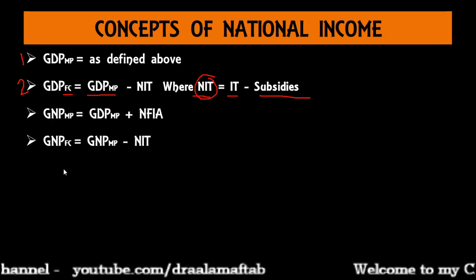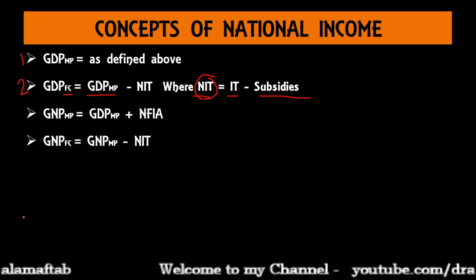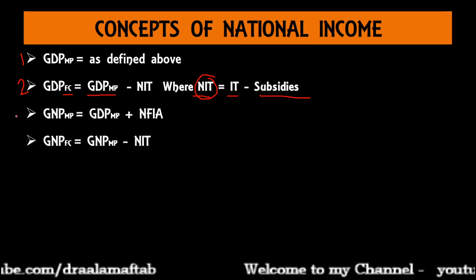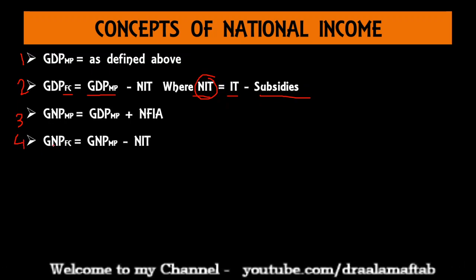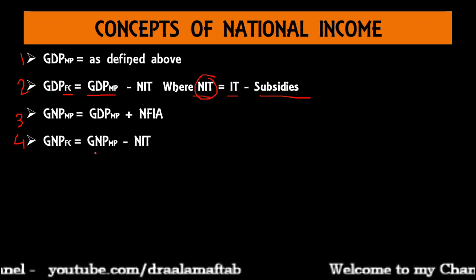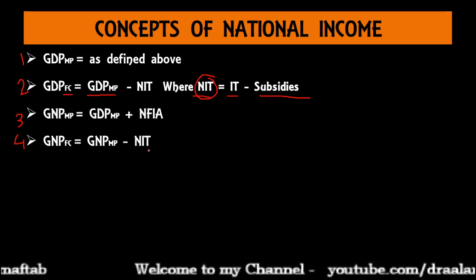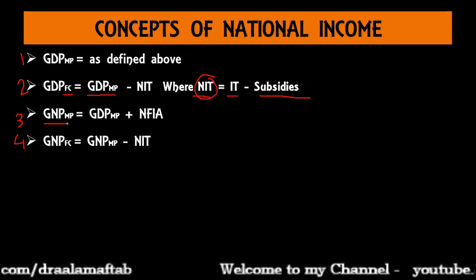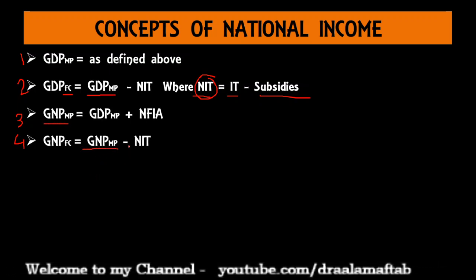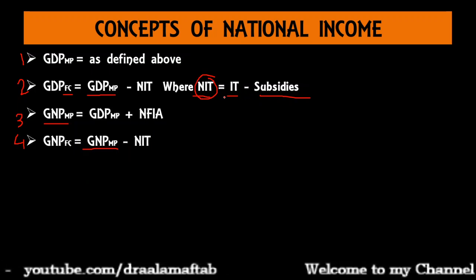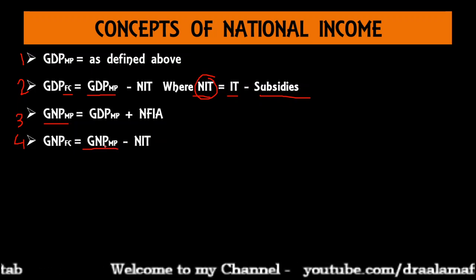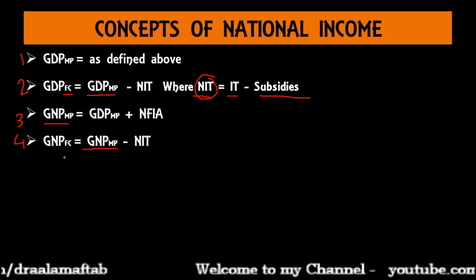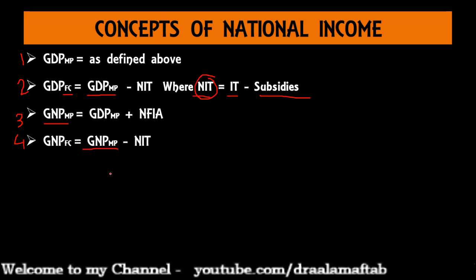The fourth one is GNPFC. As we calculated GDPFC, in the same way we can calculate GNPFC. To calculate this, you need to simply deduct net indirect taxes from GNPMP, which we have already calculated. So write GNPMP minus net indirect taxes, and you will get GNPFC, or gross national product at factor cost. This is the fourth concept of national income.